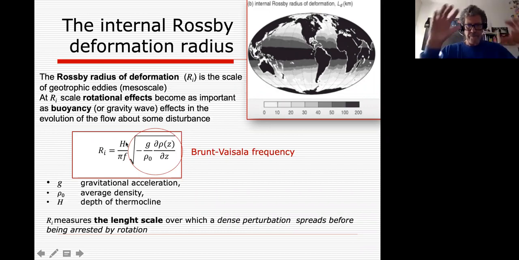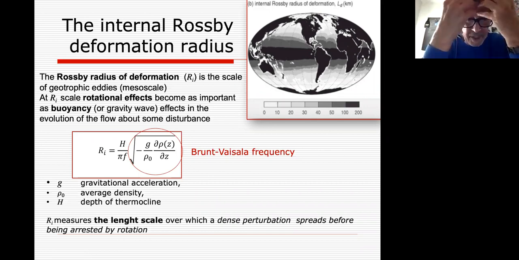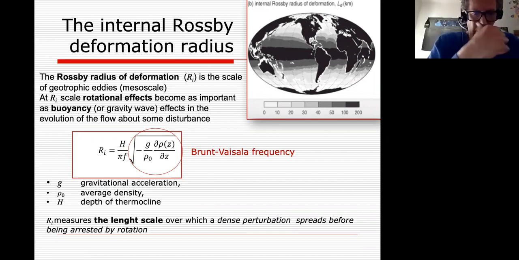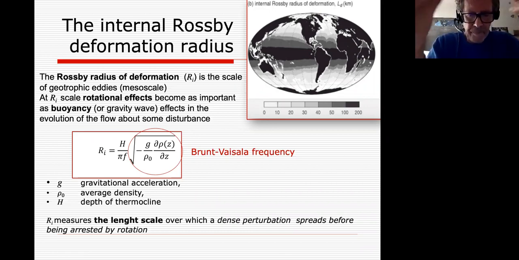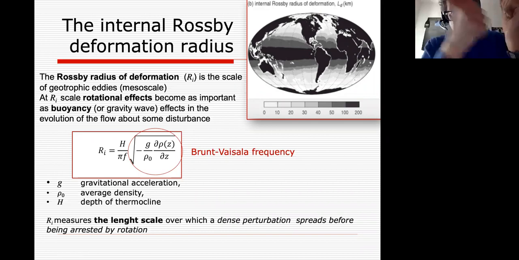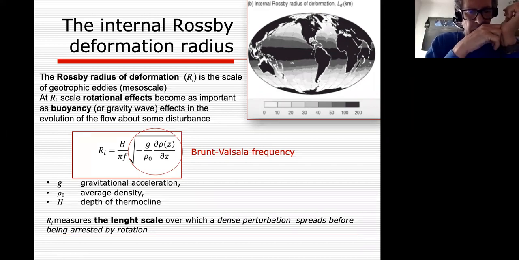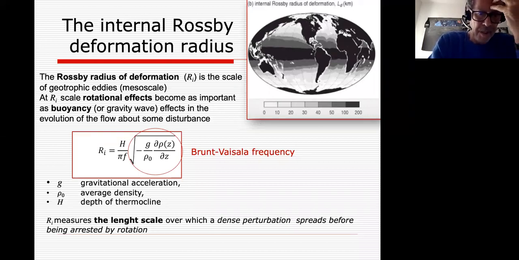So it is quite obvious that if you have a strong Brunt-Väisälä frequency, the Rossby radius will be large, while Coriolis plays a major role. So f is important. At the equator, for example, the Rossby radius is not defined.